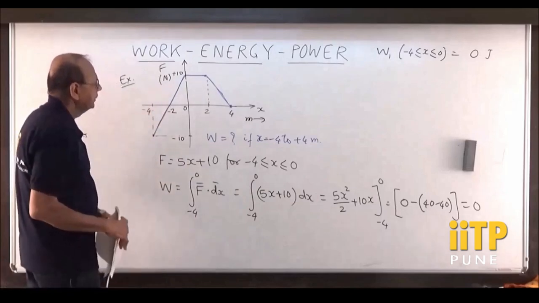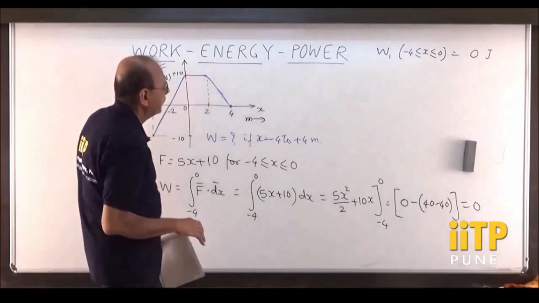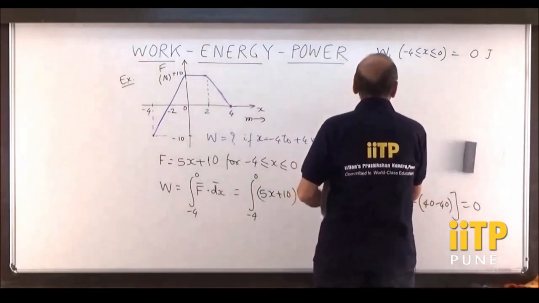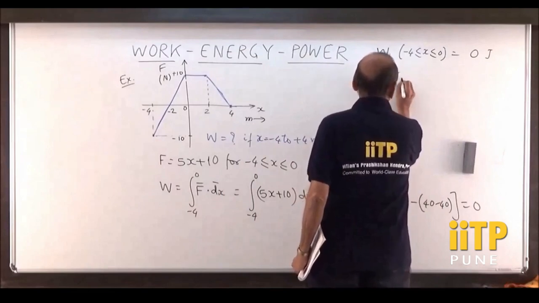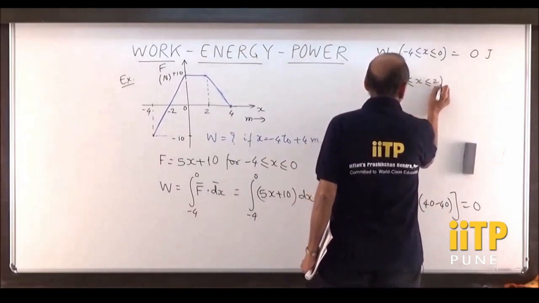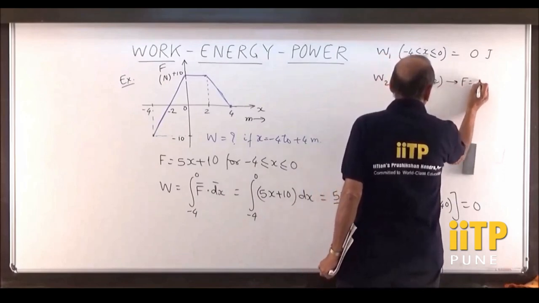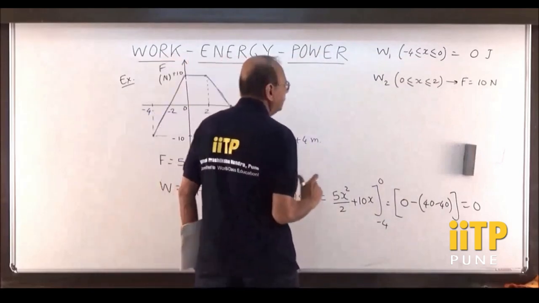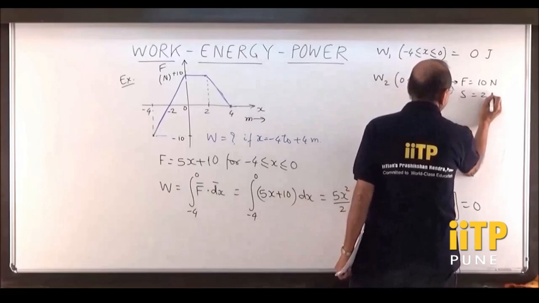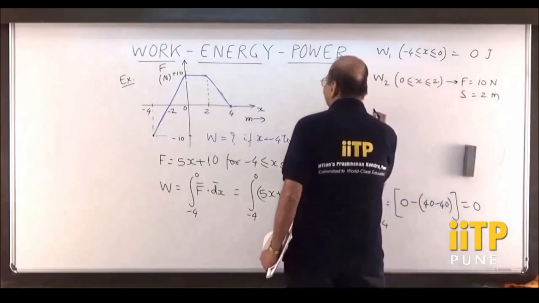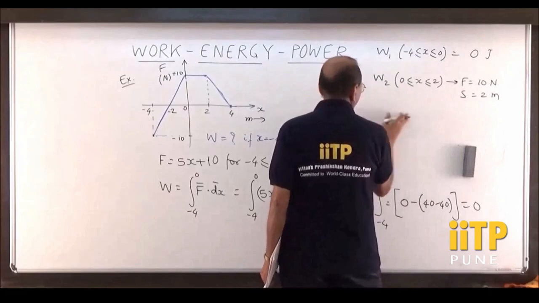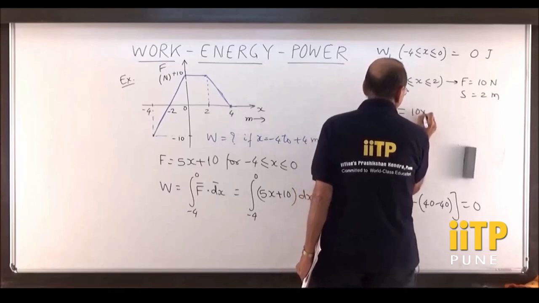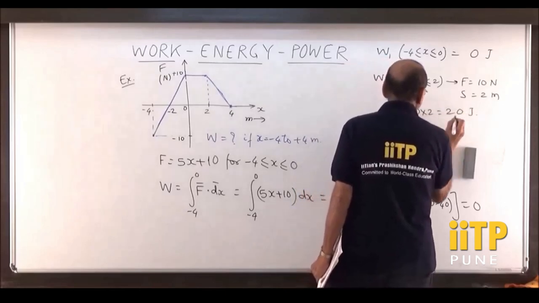It's okay. Now we'll find out the work done in the second part from x is equal to 0 to plus 2, because there it is another straight line and it is very easy to find out W2 for 0 less or equal to x less or equal to 2. Here I get F is equal to 10 newtons because it is constant and displacement is S is equal to 2 meters, and therefore in this case both are positive, both are going in the same direction. F dot S is nothing but F into S, and so this work done is equal to 10 into 2 is equal to 20 joules.